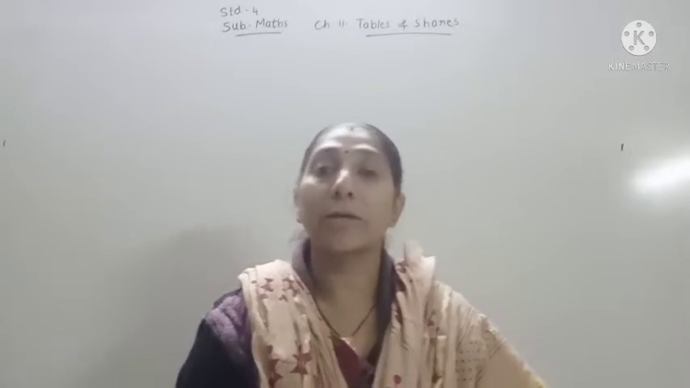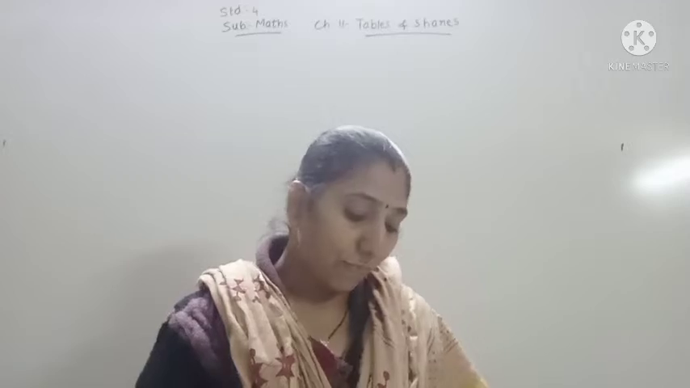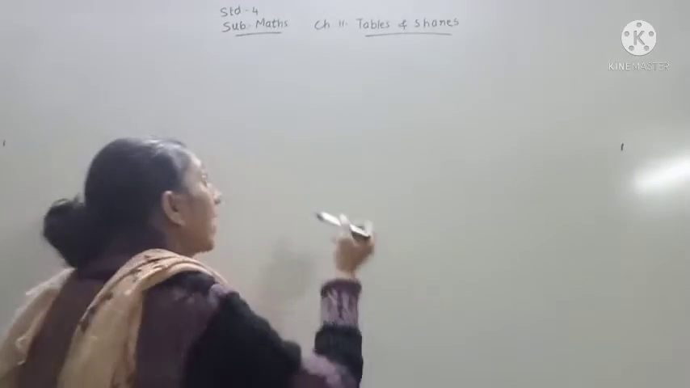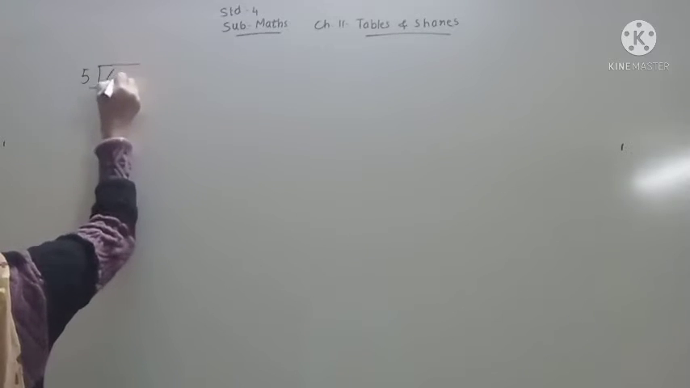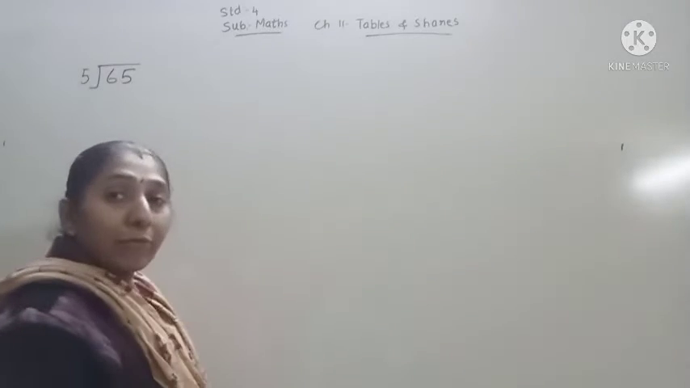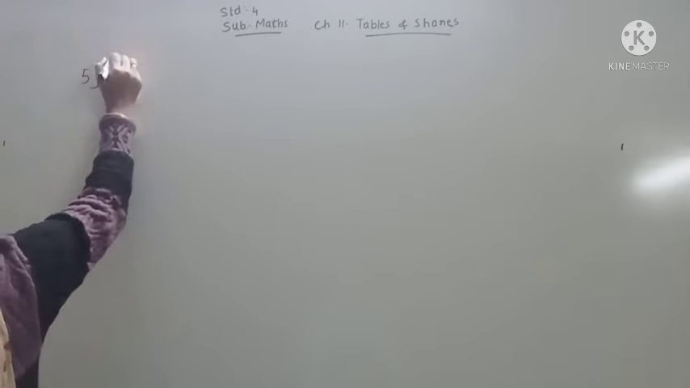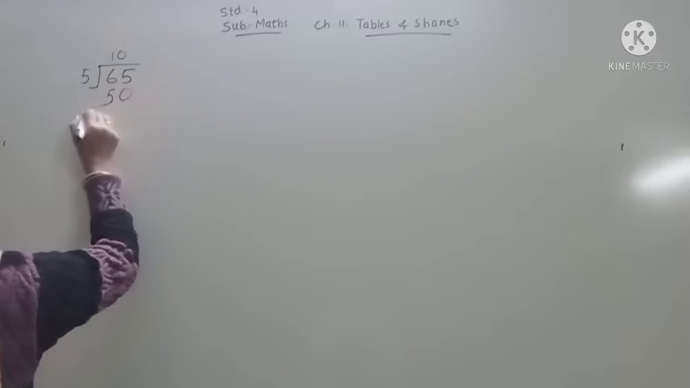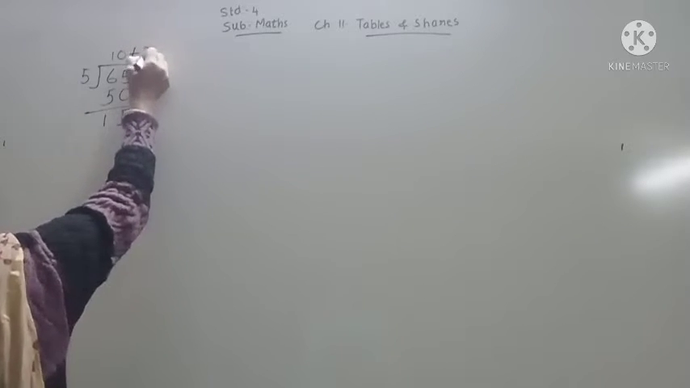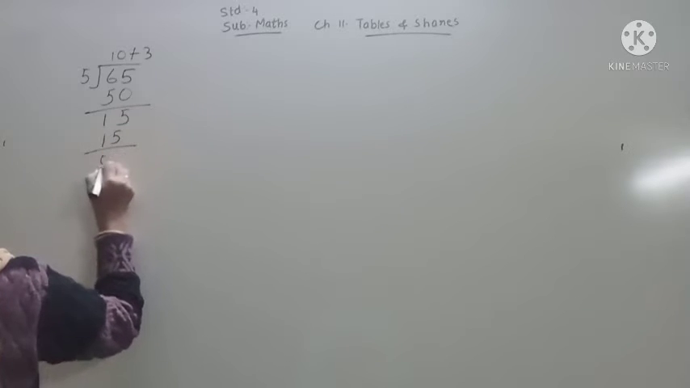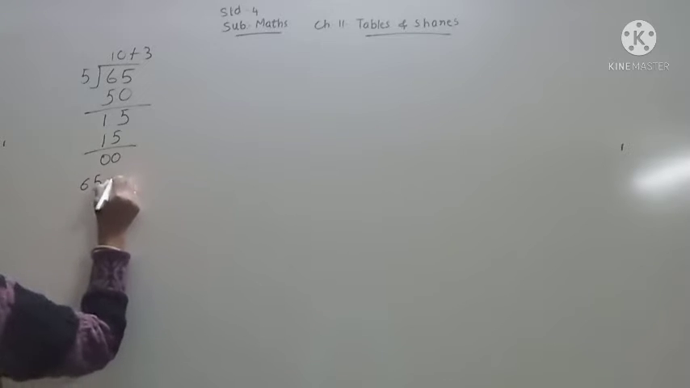Now next, try doing this. 65 divided by 5. So how can you do this? 5 10s are 50. How many are left? 15. Then again 5 3s are 15. So what will be your answer? 65 divided by 5.